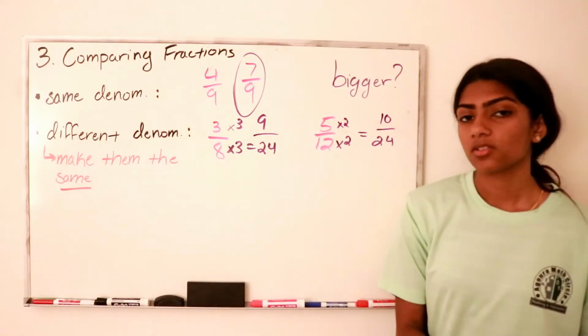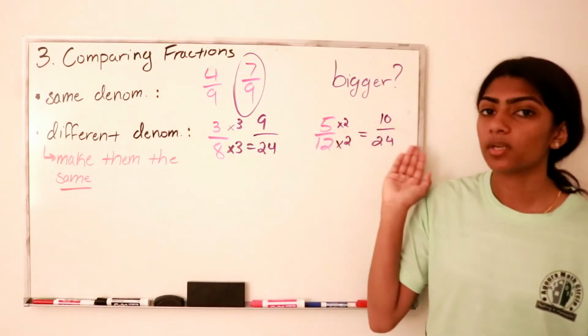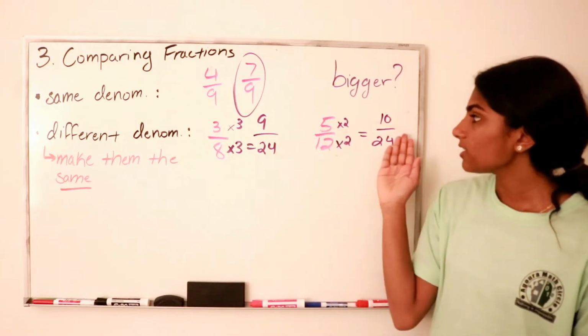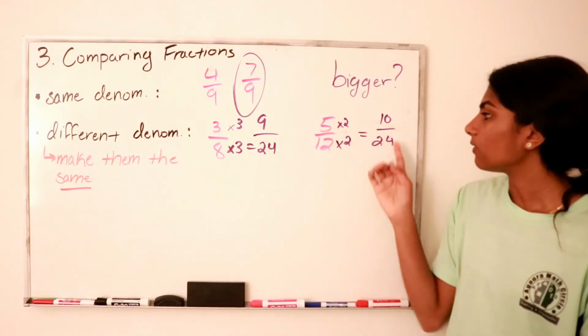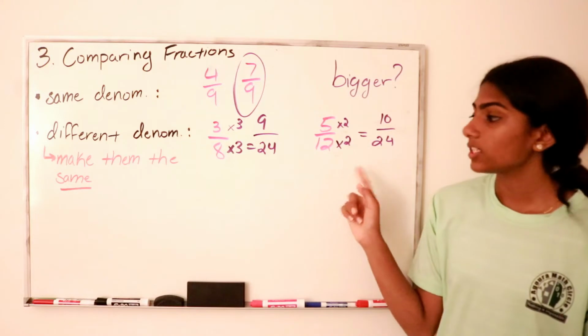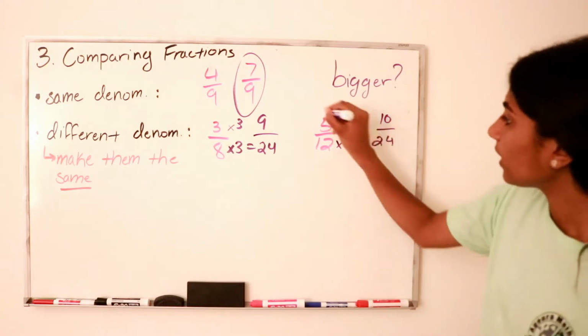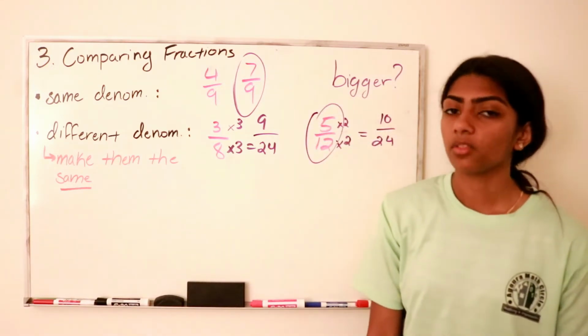So now since the denominators are the same, I only have to look at the numerators and see which one is bigger. Well, 10 is bigger than 9, so I know that 10 over 24, or 5 over 12, is bigger. So when comparing, I know that 5 over 12 is bigger than 3 over 8.